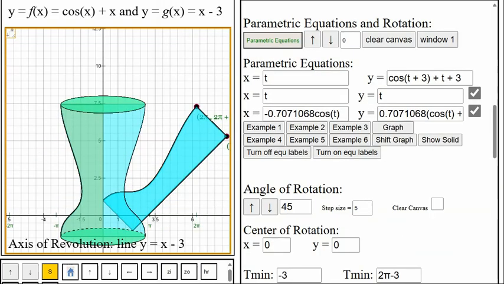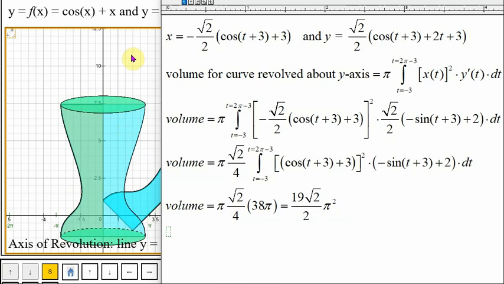And this is what the solid of revolution looks like. And so this is the original region right here. We shifted it 3 units to the left and then rotated it 45 degrees. And then we end up with this solid of revolution. And so now let's find the volume of this solid of revolution. So once again, the parametric equations for this graph right here are these. And t will go from negative 3 to 2 pi minus 3.